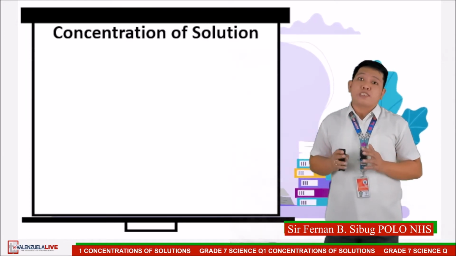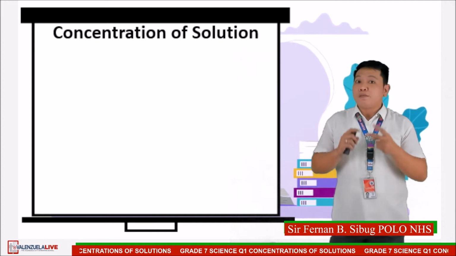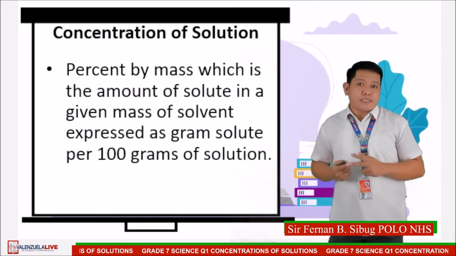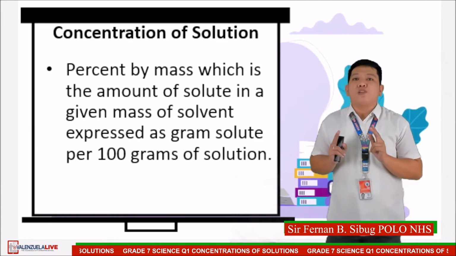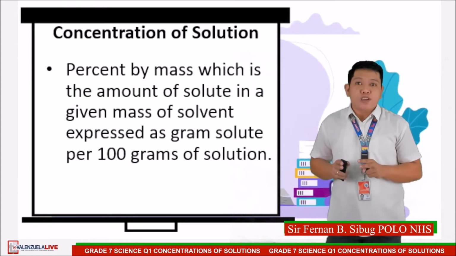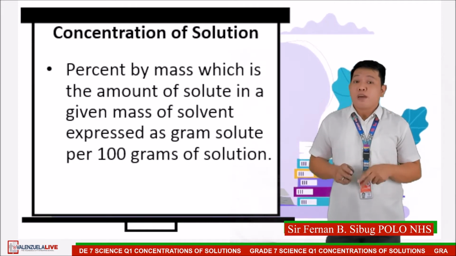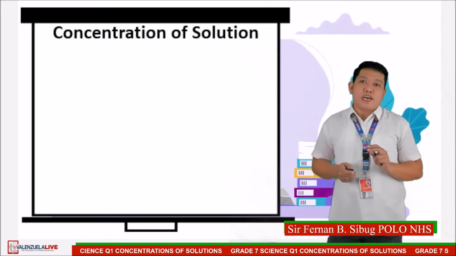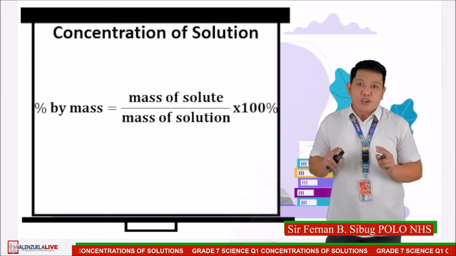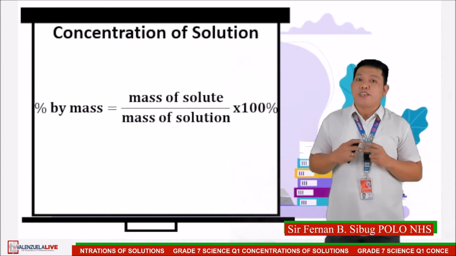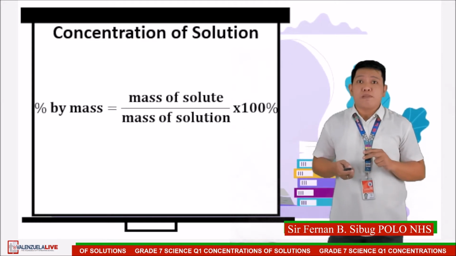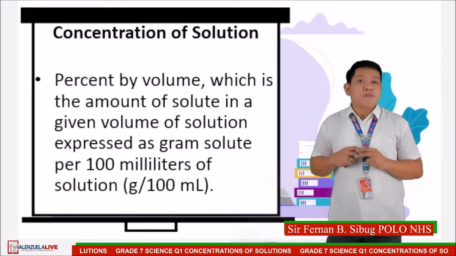Concentration of solution can be expressed in two ways. That can either be percent by mass or percent by volume. When we say percent by mass, this refers to the amount of solute in a given mass of solvent expressed as gram solute per 100 grams of solution. Mathematically, this can be expressed as percent by mass is equal to the mass of solute over the mass of solution multiplied by 100%.